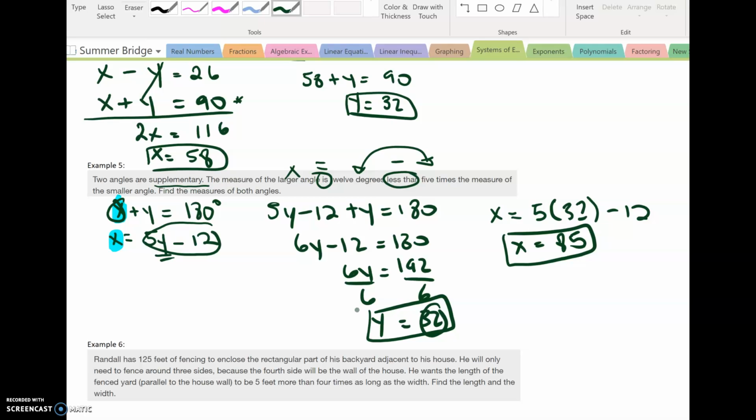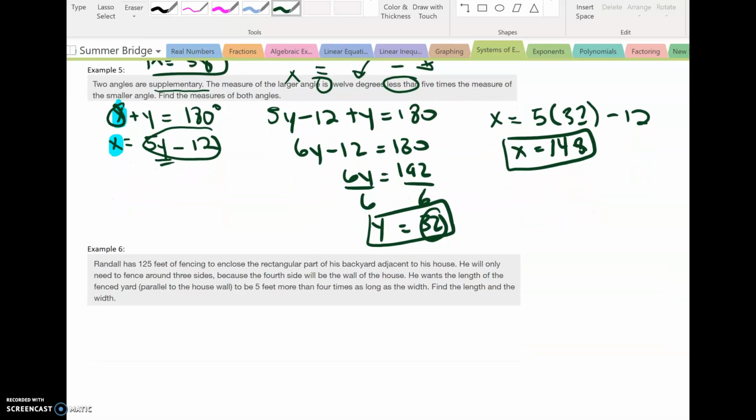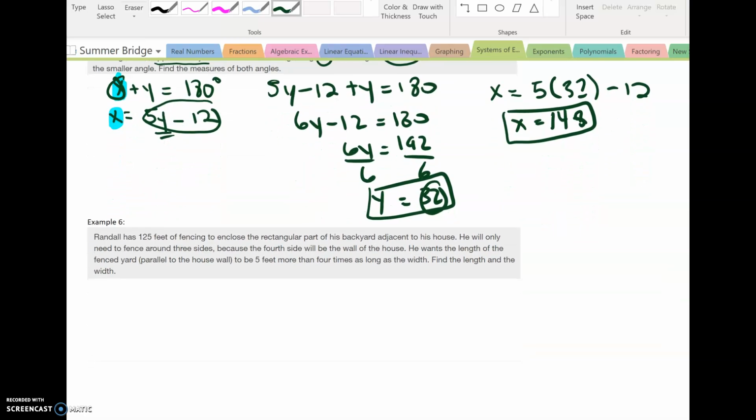I'm sorry, not 35, I didn't even copy down the right thing. I have them all done, and I copied down the wrong thing. 148, my apologies. Okay. So I already added these together, and they do actually equal 180, okay? And I did go ahead and calculate, plugged in the 32, and I did end up getting 148. So that would be example 2 of complementary and supplementary angles for systems of equations.